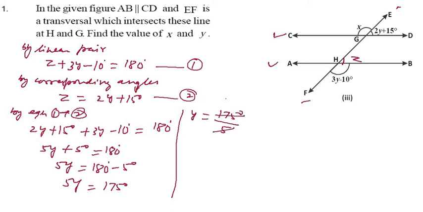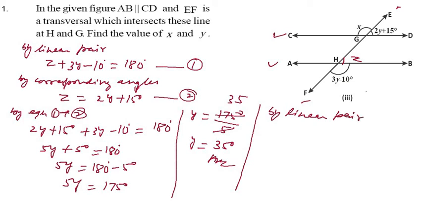So 5 1s are 5 and 5 3s are 15 and 5 5s are 25. So y will be equal to 35 degrees. Okay, now find the value of x. So that one is the first answer. So let us see by linear pair. By linear pair, how can we write this one? This x and this whole angle, the sum is 180 degrees.